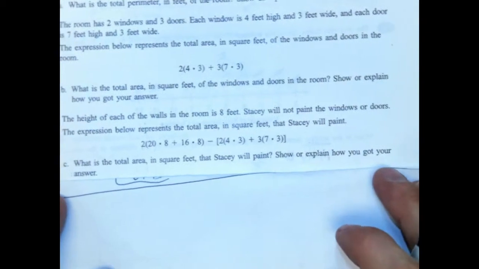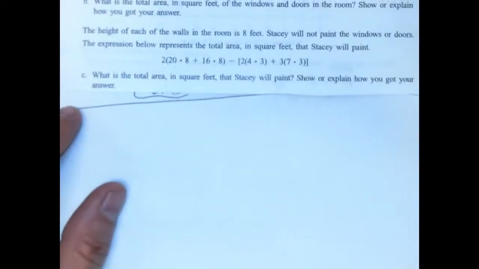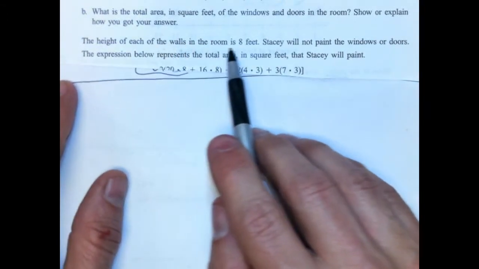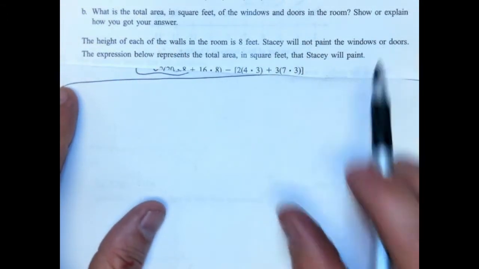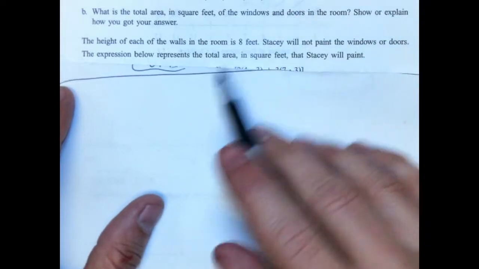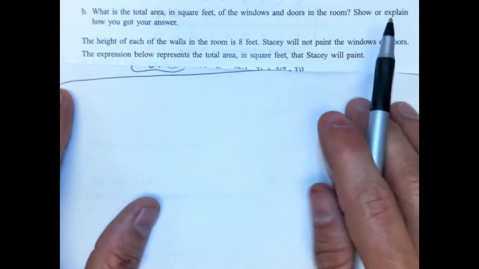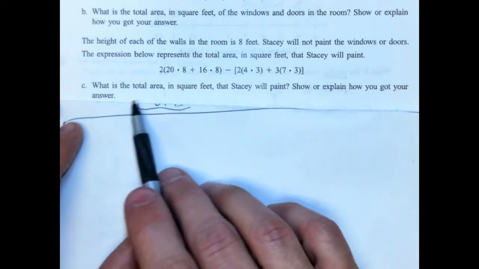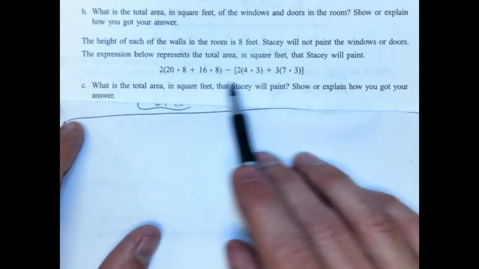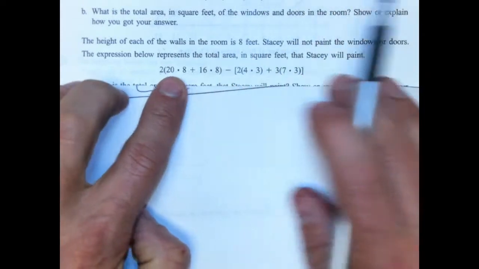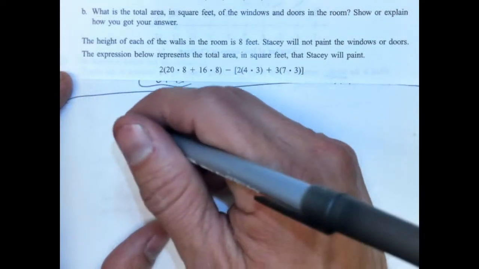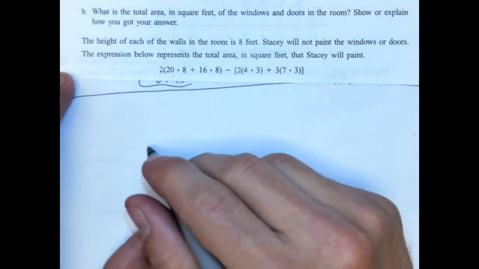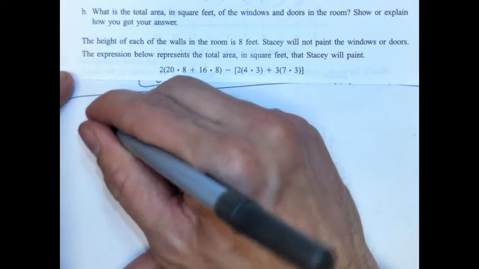Let's see. What is the area? Sorry, the height of the walls in the room is 8 feet. Stacy will not paint the windows or doors. The expression below represents the total area in square feet Stacy will paint. So we have a longer expression now. What is the total area in square feet Stacy will paint? So again, we have to simplify this expression. So they kind of make it look like it's an area problem or dimensional analysis problem, but it's really just order of operations. So 17C.